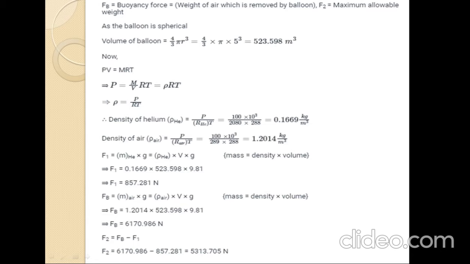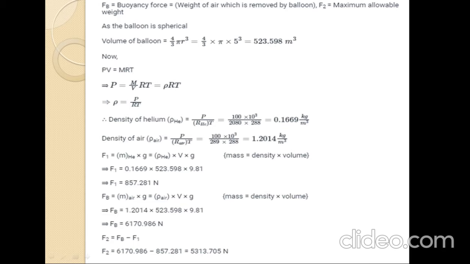F1 is the weight of the helium gas in the balloon. So F1 is equal to m into g. So the mass of helium is density 0.1669 times volume 523.598, and g is 9.81. So F1 is equal to 857.281 Newton. And Fb is the buoyancy force.